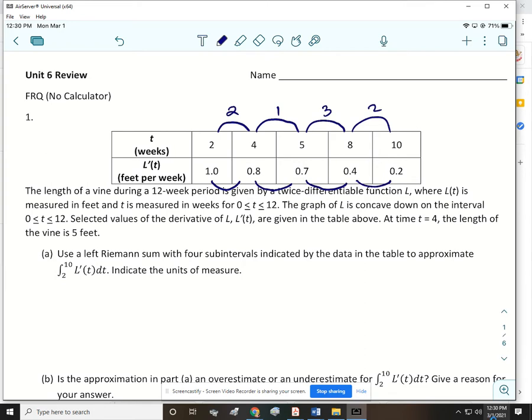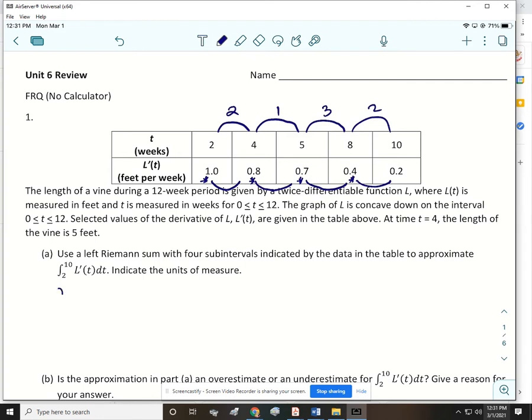All right, and these are going to be left, wait, let me read it one more time, left Riemann sums. So for the first rectangle, what number am I going to use for the height? The 1 or the 0.8? The 1 that's on the left. All right, and then for the second rectangle, the height should be the 0.8, and then 0.7, and then 0.4.